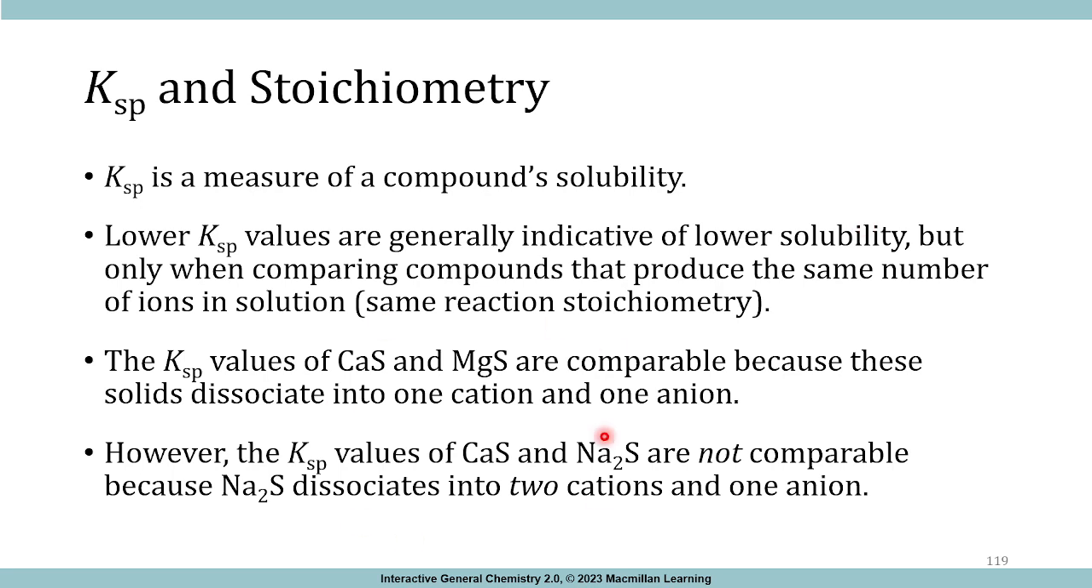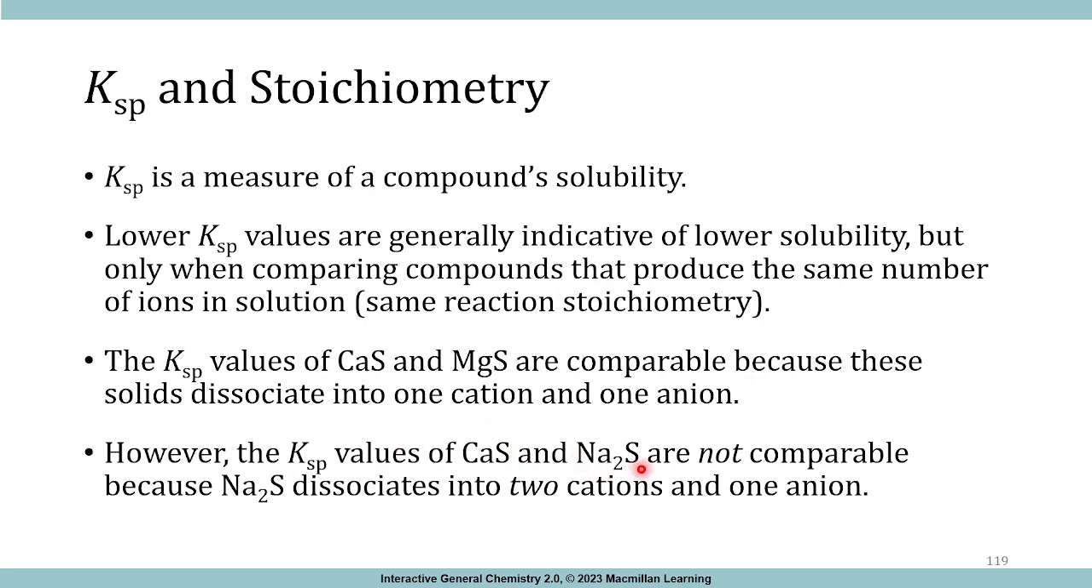So the lower KSP, though, does generally indicate a lower solubility. Okay? But you do need to take into account the stoichiometry. If you match the stoichiometries, the lower KSP is just less soluble. Okay? Smaller KSP number, less soluble. But stoichiometry does play a factor in it. The KSP values, for example, calcium sulfide, magnesium sulfide, these are comparable because we have 1 cation, 1 anion for both of these. And so we very easily compare the KSPs.